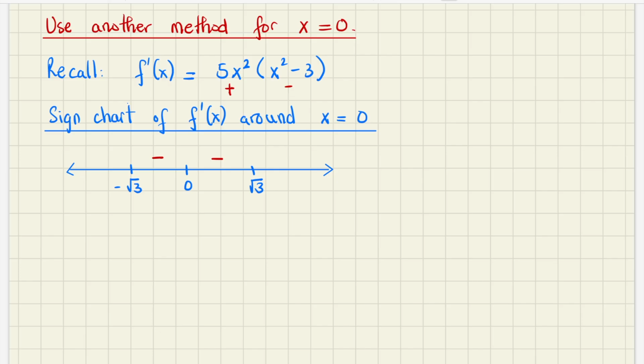So the function is decreasing in this interval and also decreasing in this interval. Since the function is decreasing on both sides of x equals 0, there's no sign change. So x equals 0 is not a local maximum or local minimum. This is just a point with a horizontal tangent, but not an extremum.